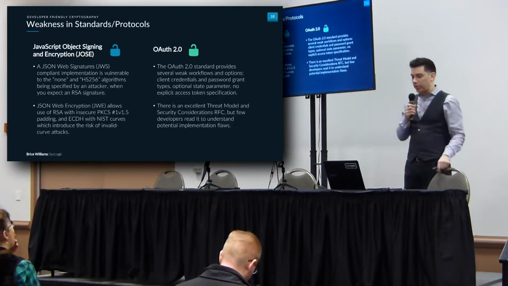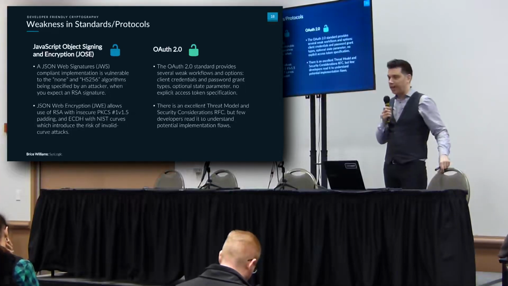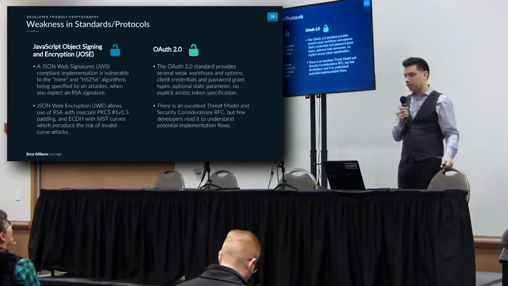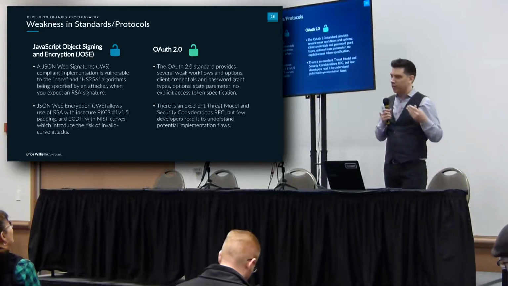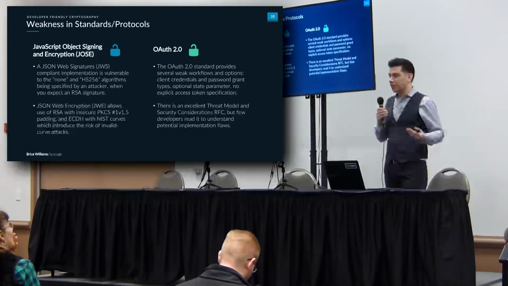Same thing with JSON Web Encryption, JWE. It allows this insecure padding, RSA with insecure padding choice, which is unfortunate. It also allows ECDH with NIST curves, which introduce risk of invalid curve attacks. A little more rare, but something to be concerned about. It's unfortunate that these choices exist in the standard.